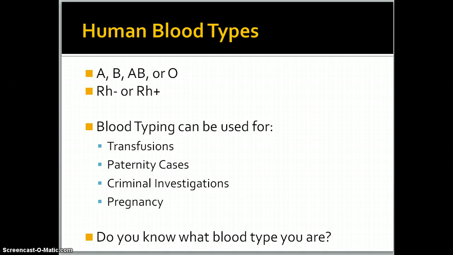So blood typing can be used for a variety of different things. Blood transfusion, so receiving blood from somebody else or donating. Paternity cases, criminal investigations, and it's also really important to know for pregnancy.